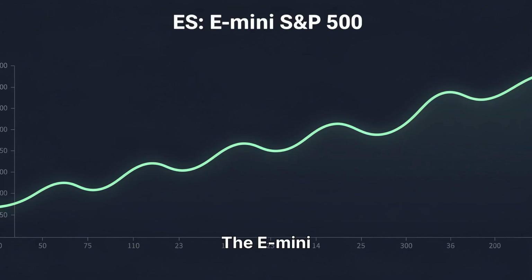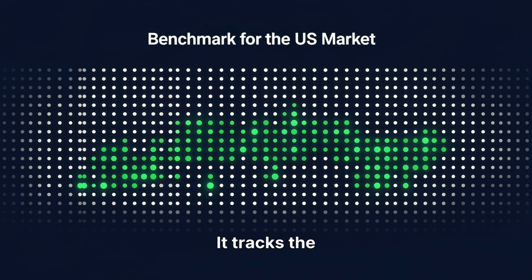Let's find your match. First up, ES, the E-mini S&P 500. This is the most liquid, most widely traded futures contract in the world. It tracks the S&P 500 index, the benchmark for the entire US stock market. If the US economy moves, the ES moves.